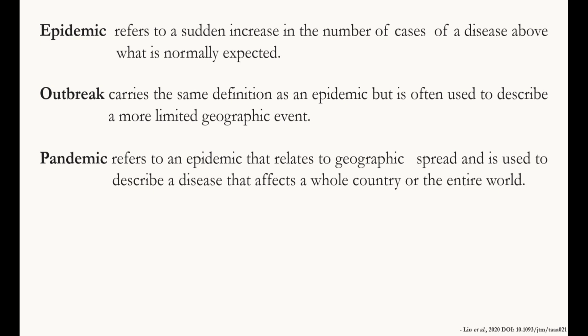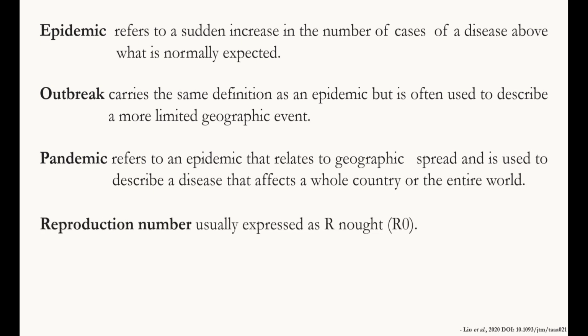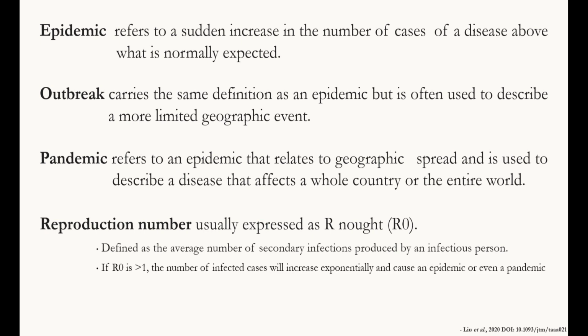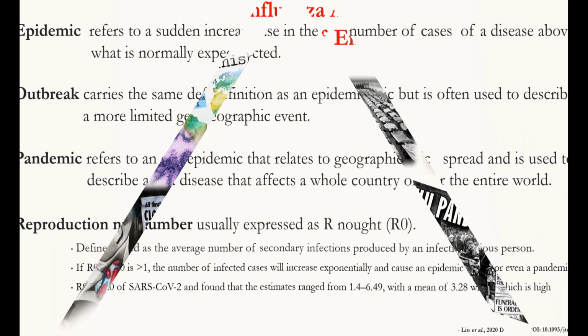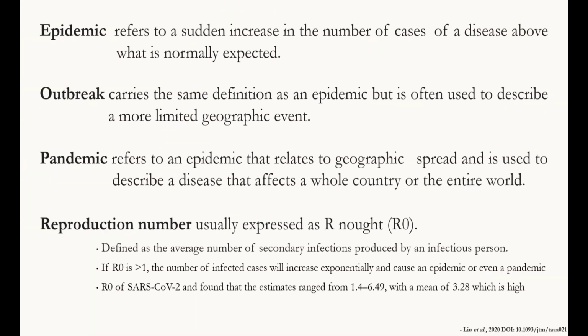I have one more definition about reproduction number. It's a very important threshold that is related to transmittability of the virus, which is usually expressed as R0. R0 can be implicitly defined as the average number of secondary infections produced by an infectious person. It is generally believed that if R0 is greater than 1, the number of infected cases will increase exponentially and cause an epidemic or even a pandemic. The R0 of SARS-CoV was found to be between 1.4 and 6.9 with a mean of 3.28, which is really high. Many pandemics have occurred throughout the history of mankind.